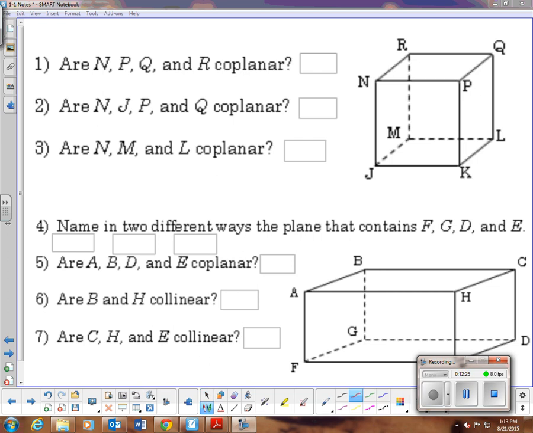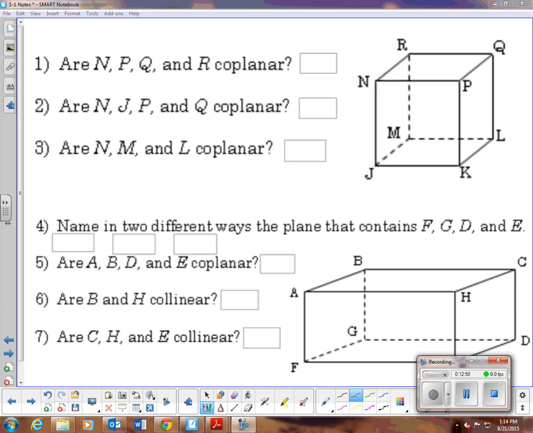All right, so now we're going to do a little practice. Are N, P, Q, and R coplanar? You can pause the video and answer as many questions as you can, and then start the video back up when you're ready to see the answers and see how some of these work. All right, so you probably should have restarted your video by now.